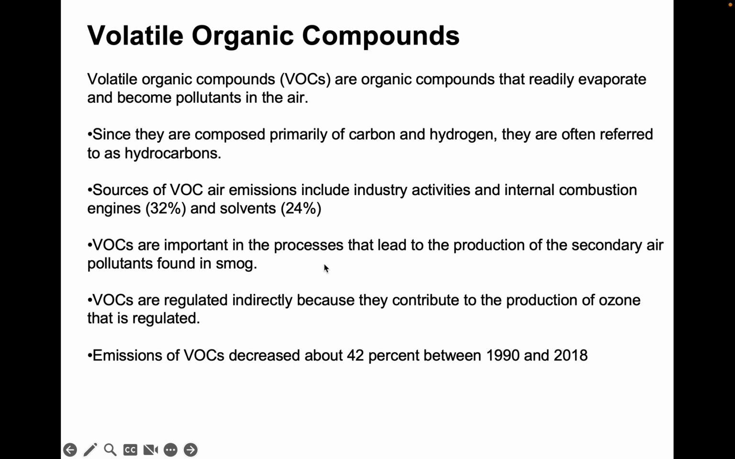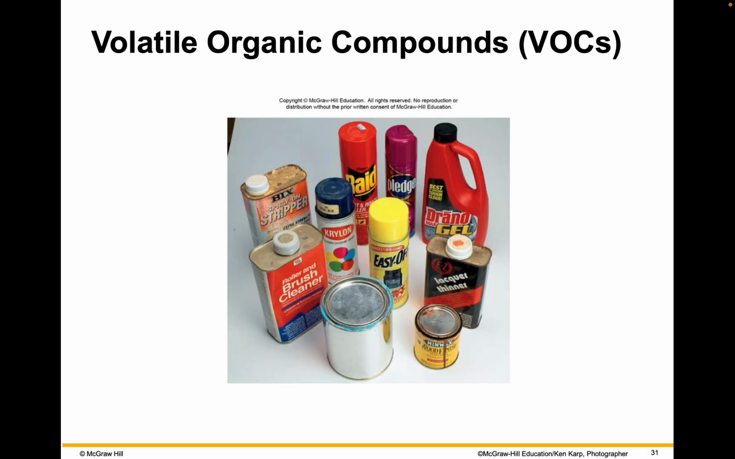VOCs are important in the processes that lead to the production of secondary air pollutants found in smog. VOCs are regulated indirectly because they contribute to the production of ozone that is regulated. Emission of VOCs decreased by about 42% between 1990 and 2018. And here are some examples of common household VOCs. Things like Drano, lacquer thinner, wood finish, Krylon, paint thinner, all these kinds of really smelly chemicals.